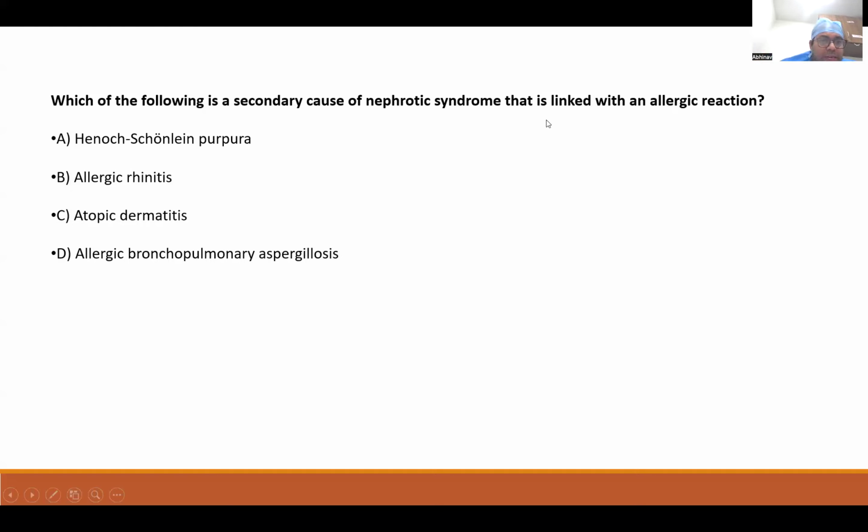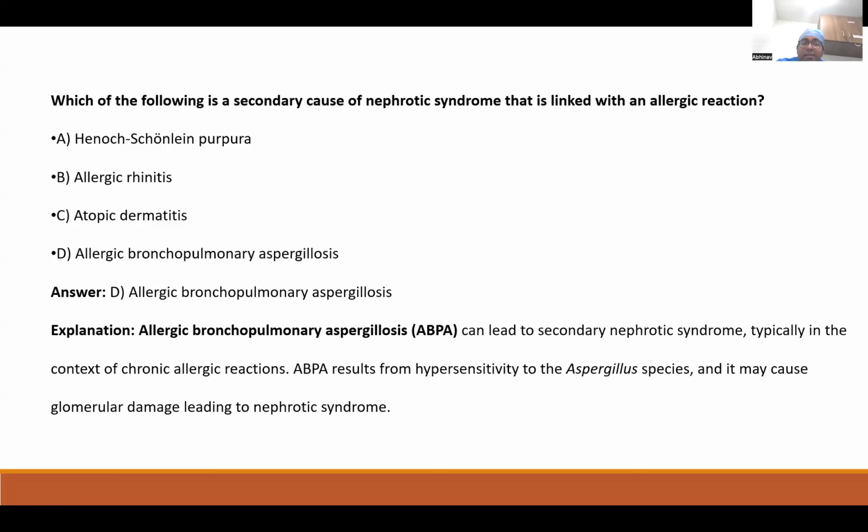So first option, HSP. Do you think it's related to allergy? No, it's a vasculitis, so this is unlikely. Allergic rhinitis and nephrotic syndrome doesn't happen. And atopic dermatitis and nephrotic syndrome is also a rare entity. So by exclusion you can come to the conclusion that D is the best option here. Okay, so the answer is D.